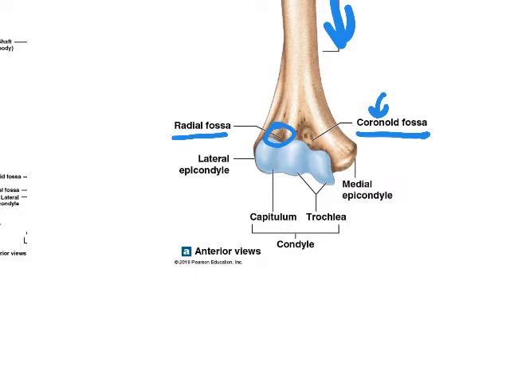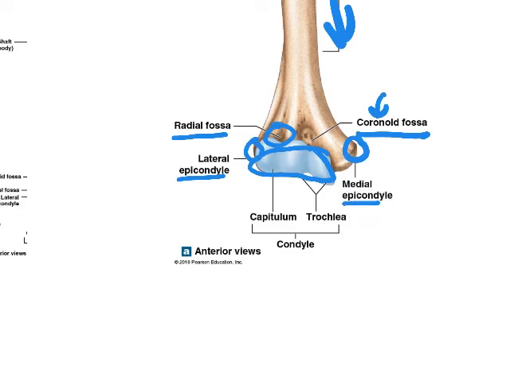Two other things to notice here would be a medial epicondyle and a lateral epicondyle. So the condyle is this area here. So epi means above. So these areas are just above the condyle. That's why they're called epicondyles. And actually these two, medial epicondyle and lateral epicondyle, clinically speaking, are probably more important than the condyle itself.